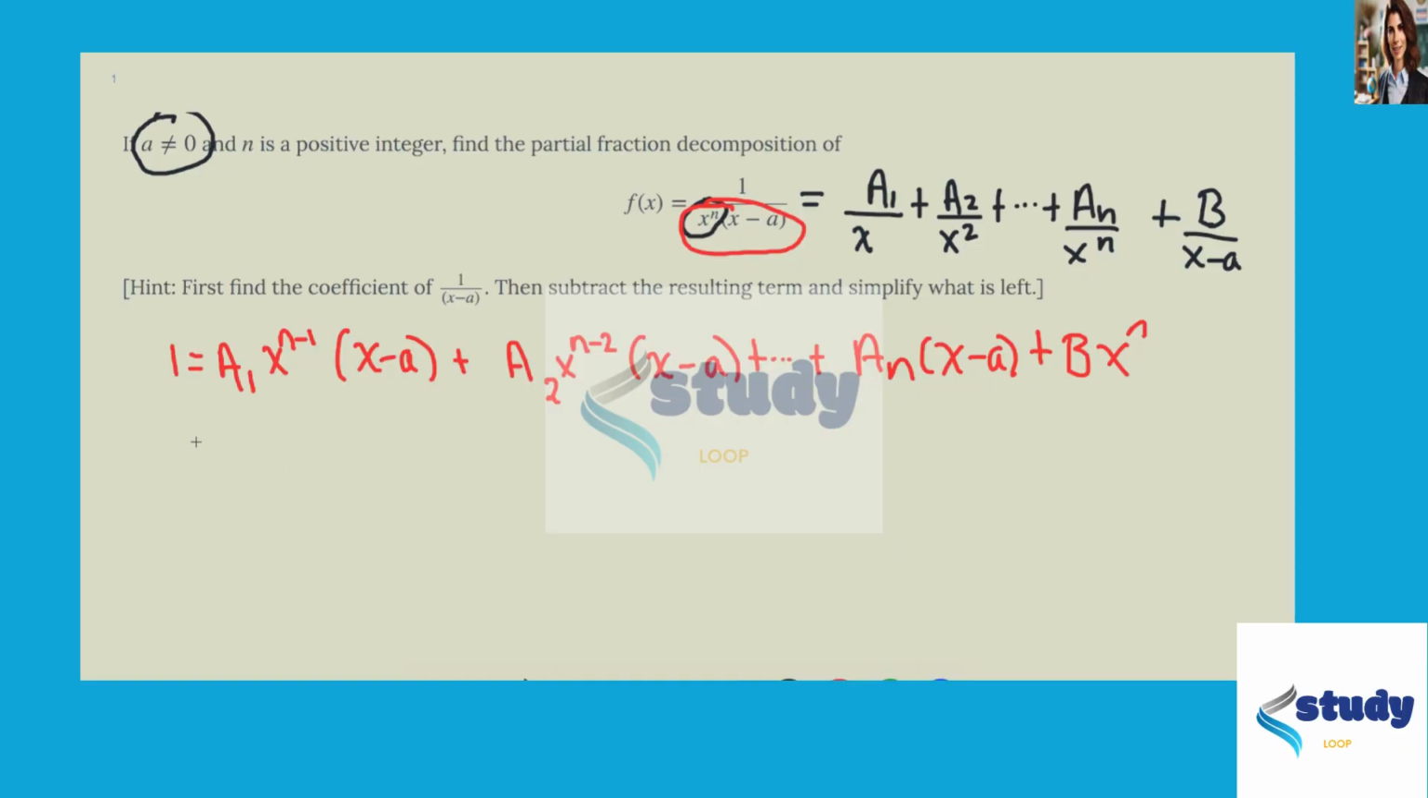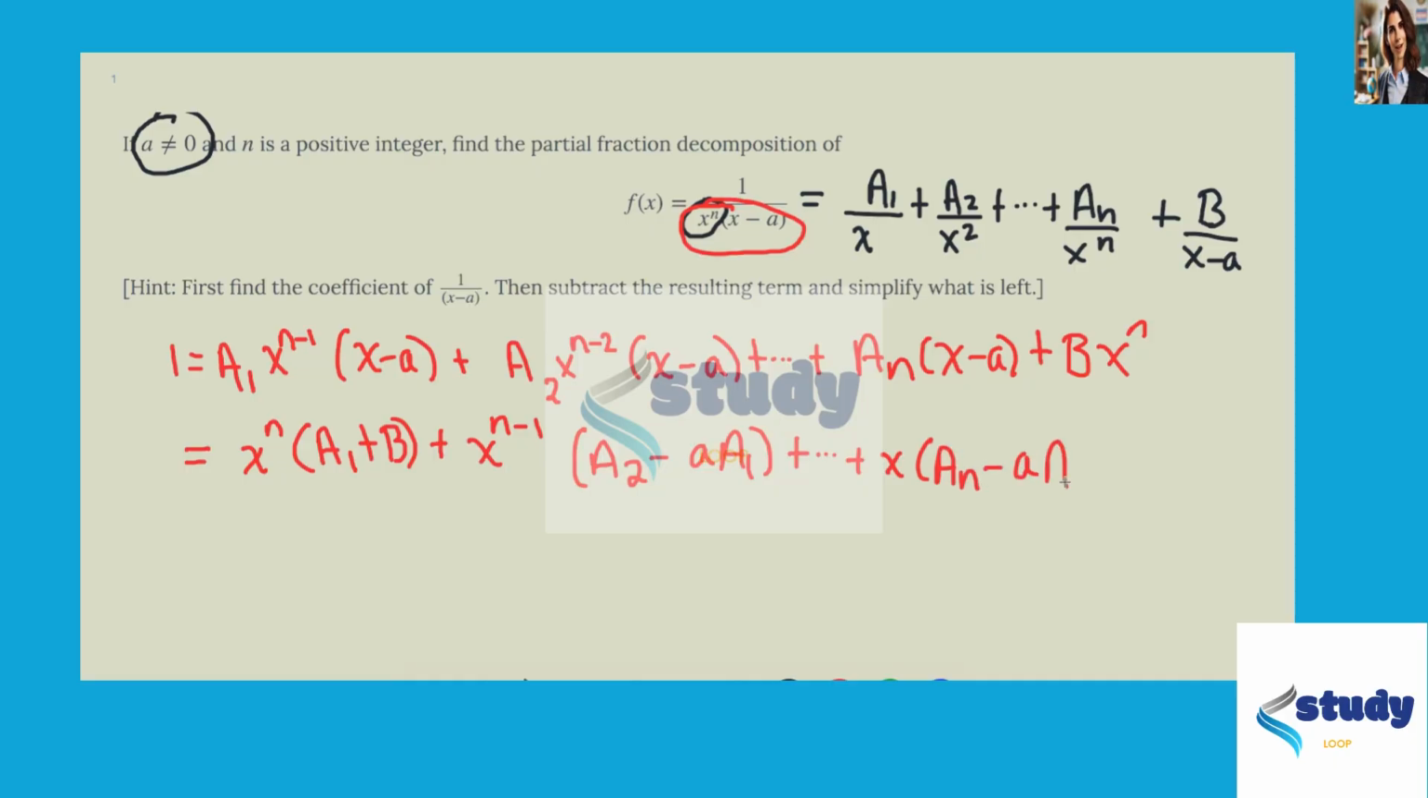Now the next step would be to go ahead and combine depending on the power of x. So if we pull out x^n, well, a1 plus b. Pull out x^(n-1), you get a2 minus a1 a, and so on. And when we pull out x, we get an minus a, an minus 1, and then finally the constant term, an a.